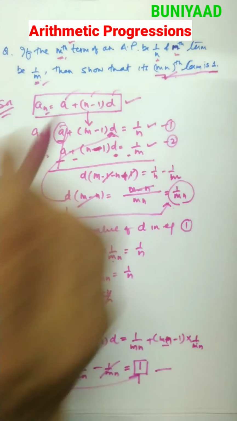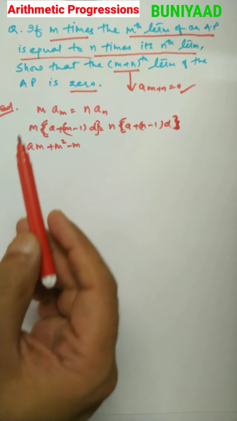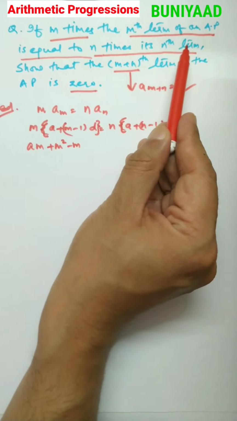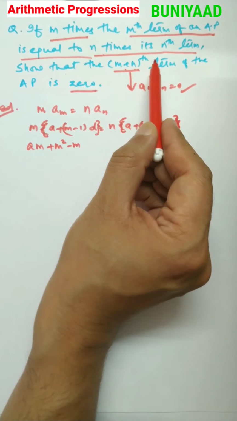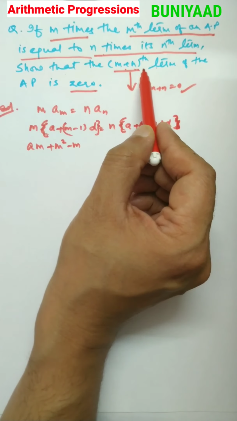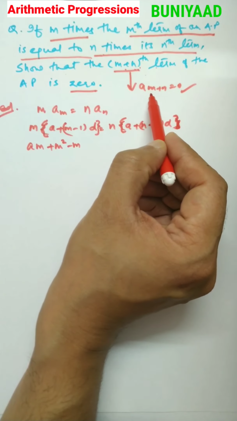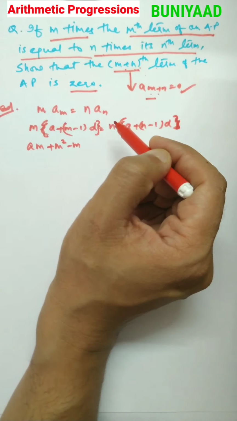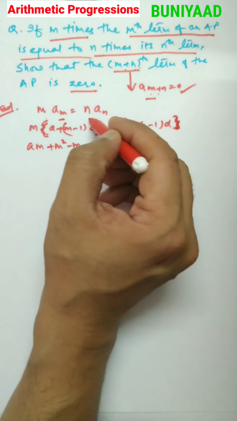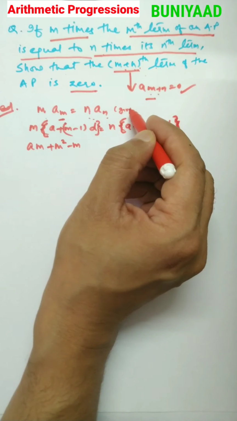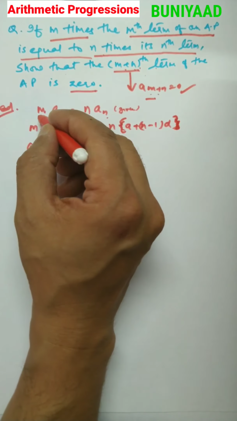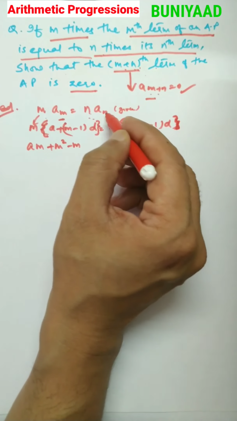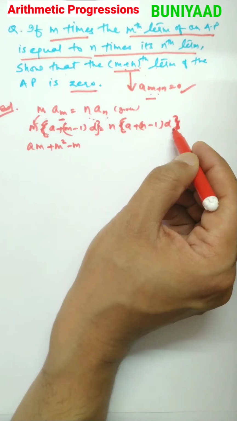Same you have to prove here. The question is, if m times the mth term of an AP is equal to n times its nth term, show that the m plus nth term of the AP is 0. M plus nth term means a m plus n equals 0. This you have to prove. m times of am equals n times of an. This is given to you, right? So m times of mth term, what is that? m into a plus m minus 1 into d. n times of nth term, what is that? n into a plus n minus 1 into d.